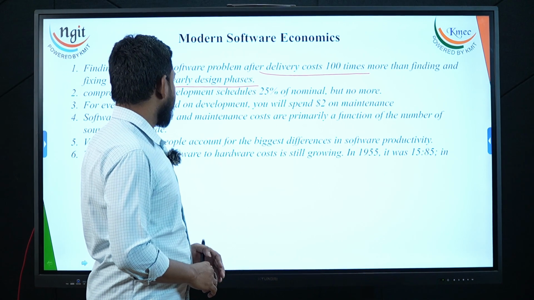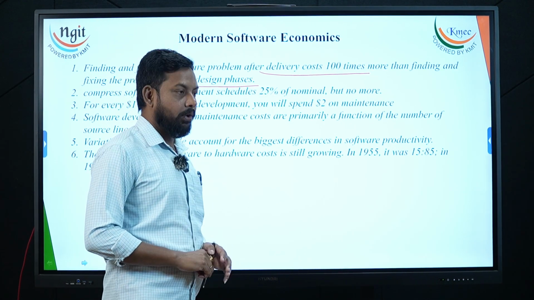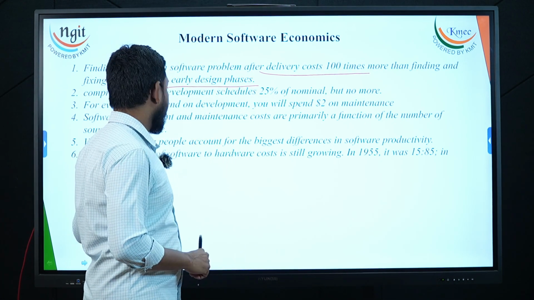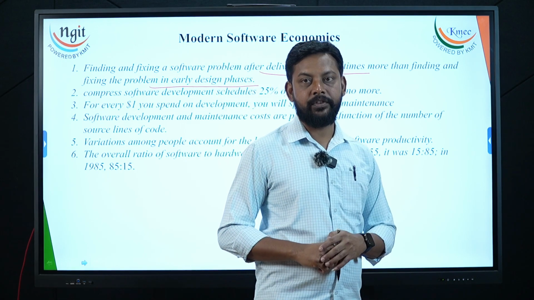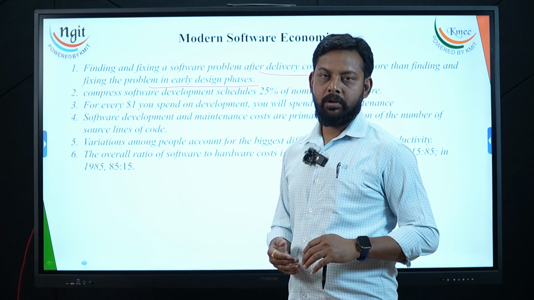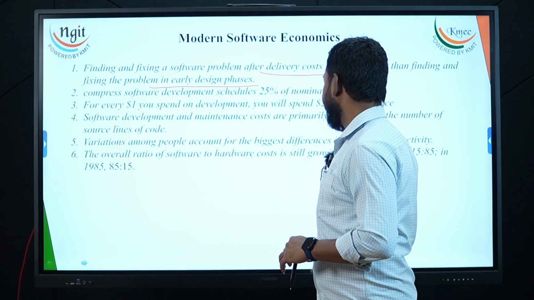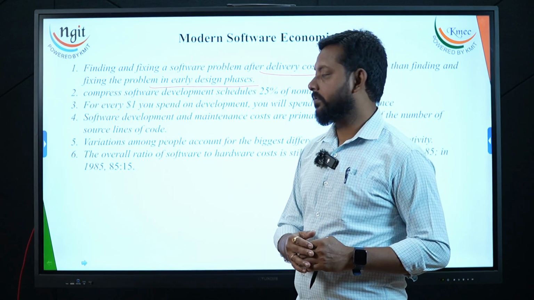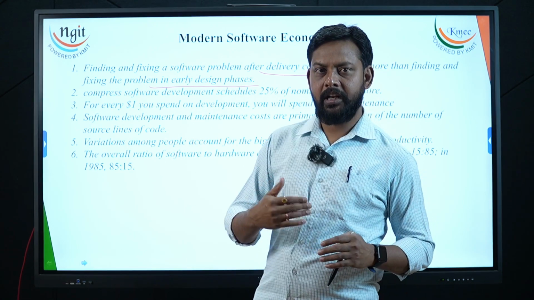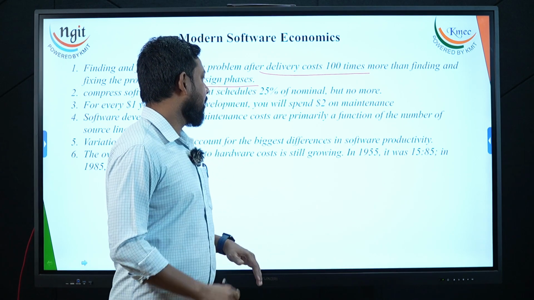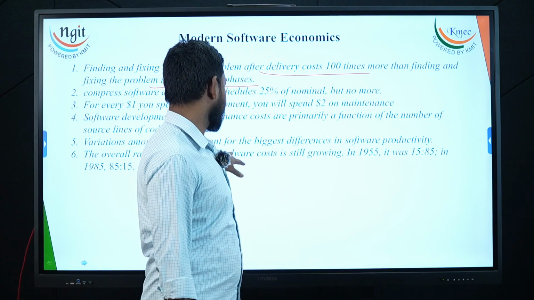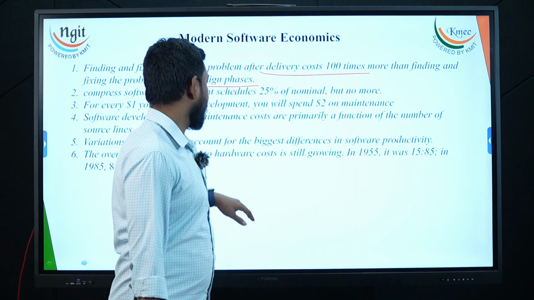Fifth, the overall ratio of your software to hardware cost is always growing. In the year 1955, it was 15:85, and in the year 1985 it is 85:15. What I mean by this is, in the period of 1955, most of the cost was vested on your hardware and very little cost was vested on your software. So it was in the ratio of 15:85. 15 was your software cost and 85 was your hardware cost.